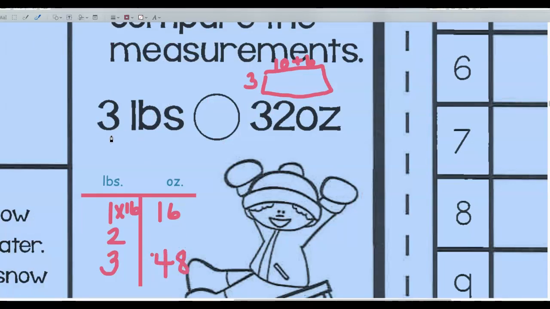So if 3 pounds is really 48 ounces, which is greater, 48 ounces or 32 ounces? I can see that 48 is greater, so I'm going to put 2 dots there, 1 dot next to 32, and then I'm going to connect my dots, and that gives me the correct sign. 3 pounds is greater than 32 ounces.